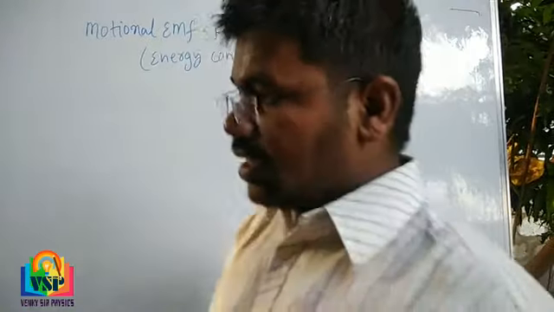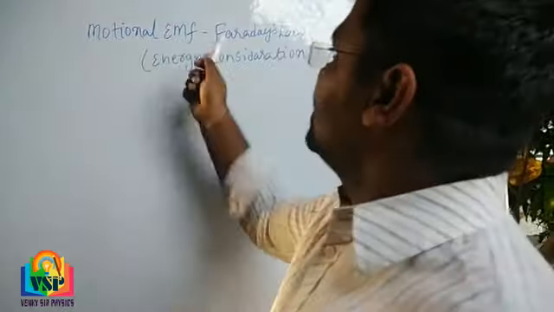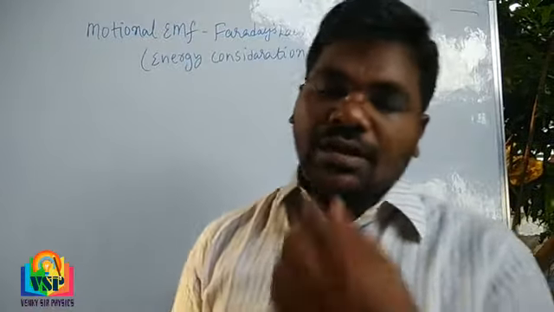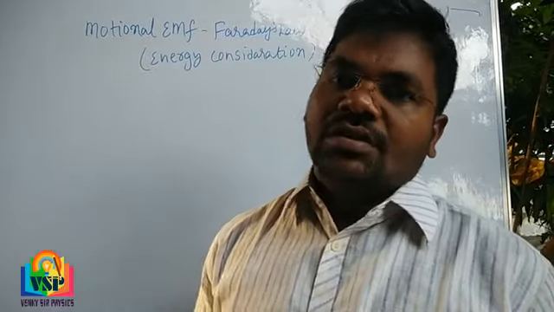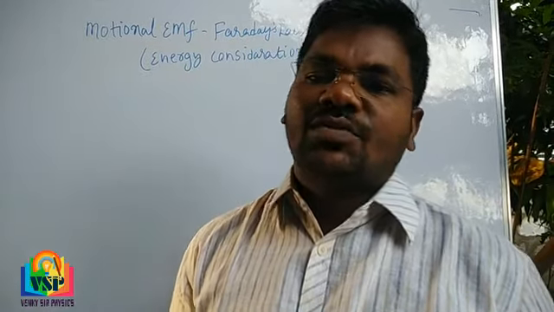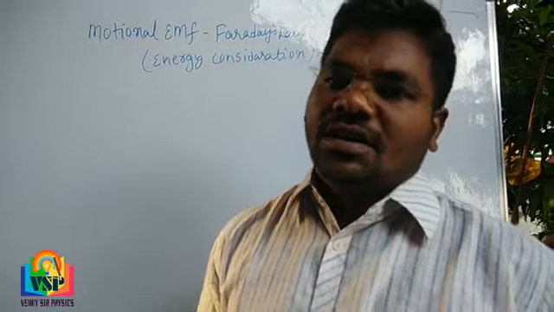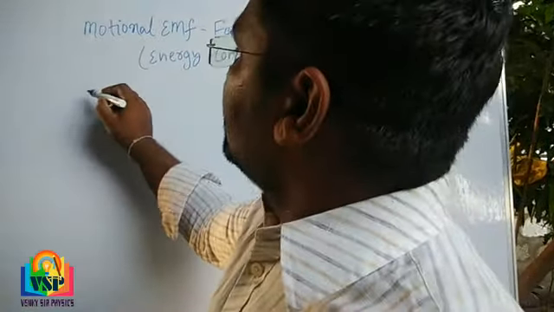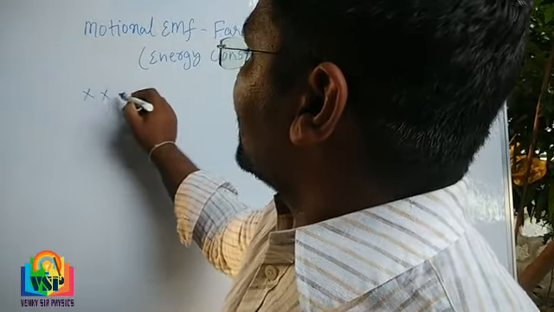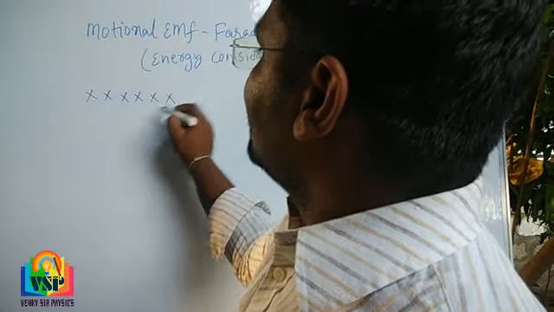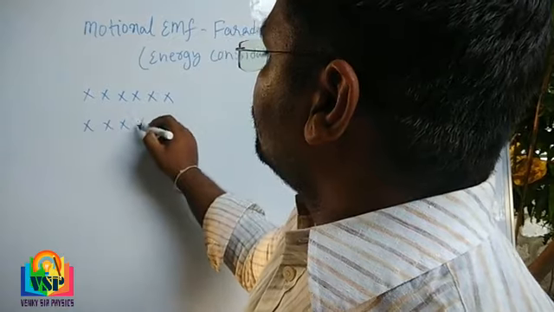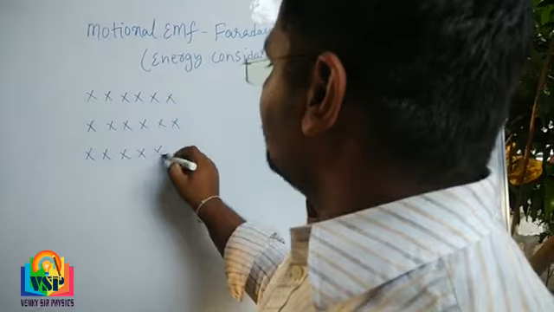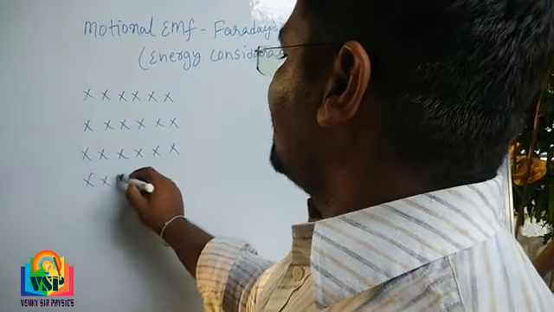Okay, see here, the name itself, motional EMF. According to electromagnetic induction, if the coil or magnet is in motion, we can get the induced EMF. In this case we take one coil inside the magnetic field. This is the magnetic field, and the cross indicates the field lines are entering into the board. Understand?